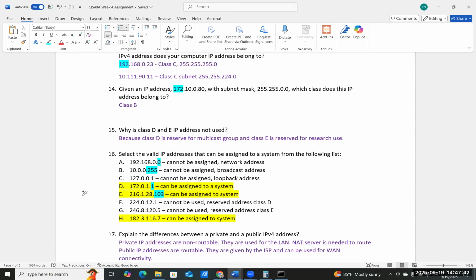And then F, because of the octet in the front here, you look at the class. This is in class D, so you cannot use this address. It's for multicast. The same thing with G. You look at the first octet and look at your class. 246 is in class E, so you cannot use this address. It is for research.